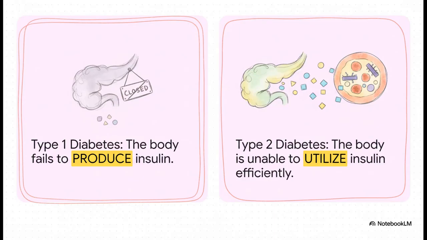This right here is the first, most critical distinction you have to make. Think of it like this. With type 1, the body's insulin factory is just broken. It's not producing insulin. But with type 2, the factory is working, maybe even overtime, but the body just can't use the insulin properly. Getting this right is step 1 of our coding journey.